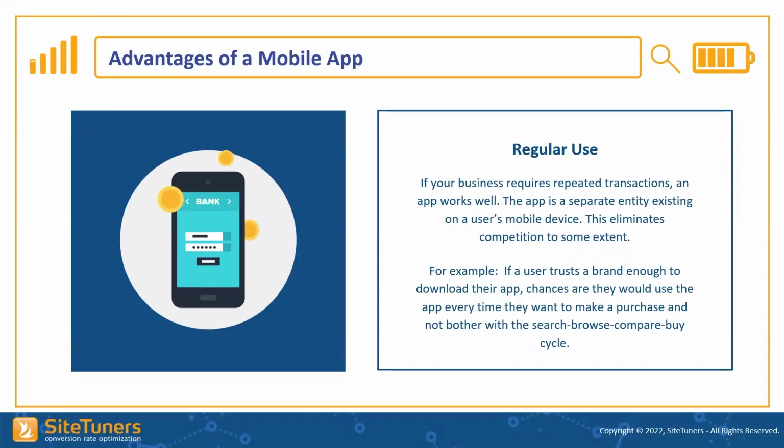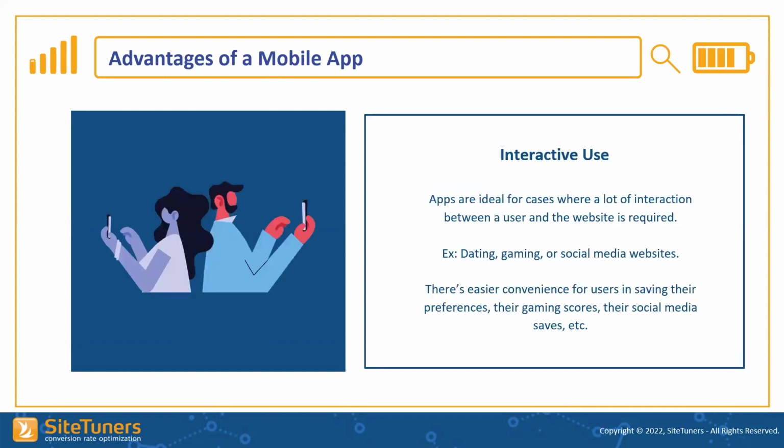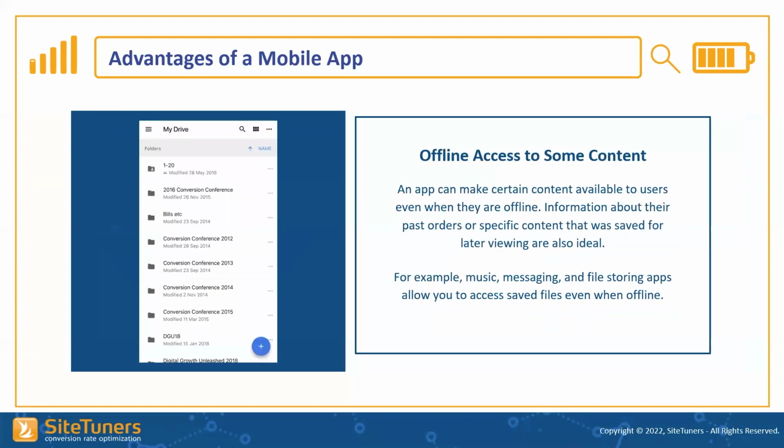And there's all sorts of examples of these types of mobile apps. So apps are ideal in something like dating, gaming, social media. People can save their preferences in here. And this is where it starts to get interesting. They can add additional content to here. They can get offline content.